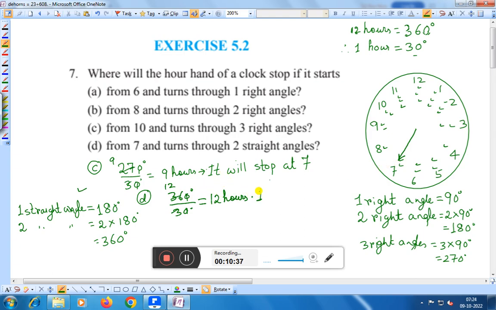Therefore, it will stop at 7, right? This is the solution of question number 7.